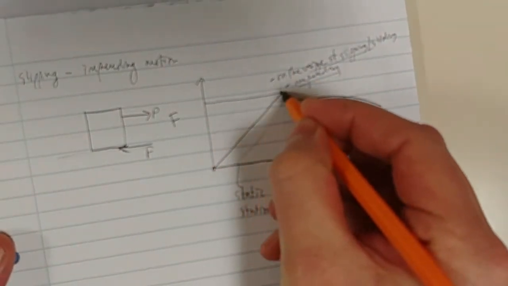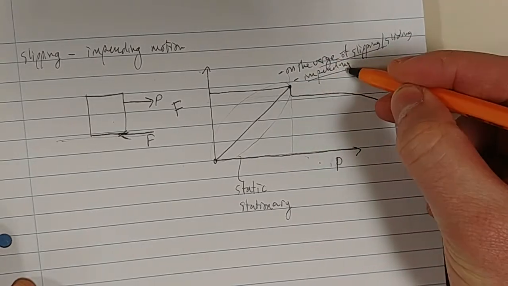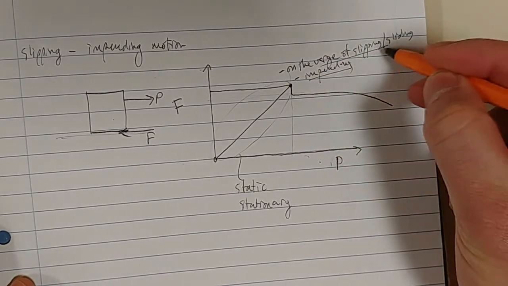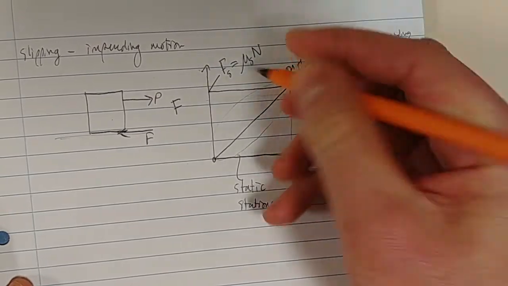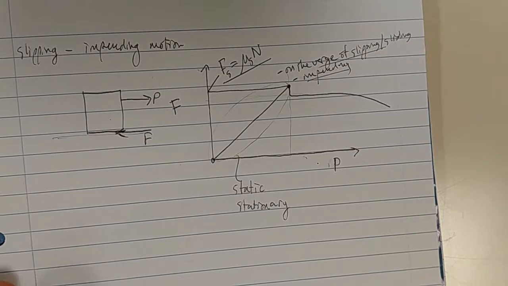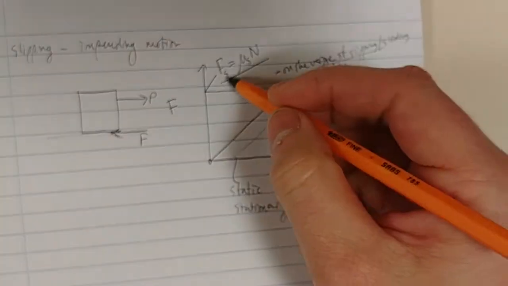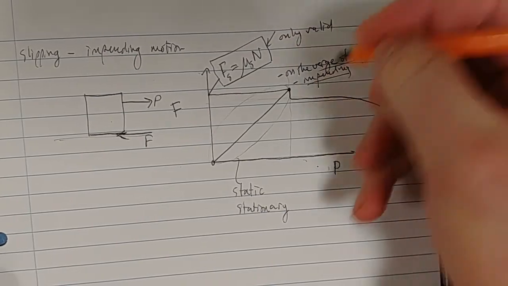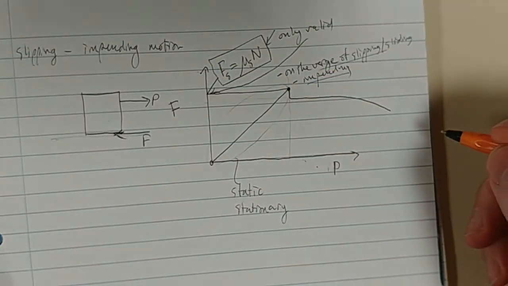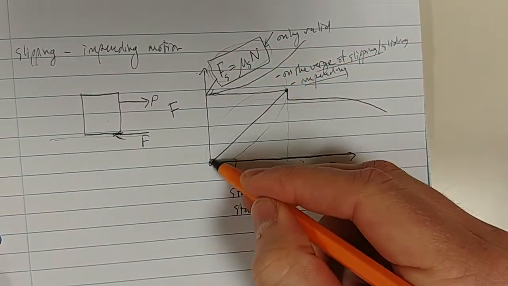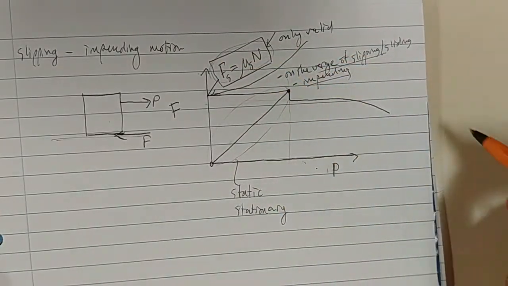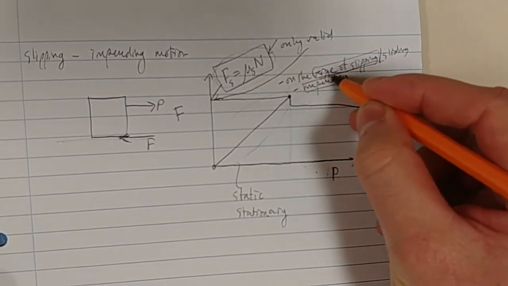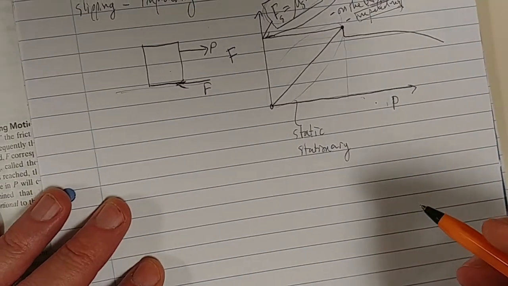Now, what's very important is that at this point of impending motion, on the verge of slipping, the verge of sliding, it's about to slide, about to slip, your frictional force is given by this equation: Fs equals mu S n. I want to emphasize this very strongly, this equation is only valid at this point. You cannot use this equation anywhere else along this curve. You can only use the Fs equals mu S n equation at the verge of slipping, at impending motion. That is the only time you can use that equation, okay?